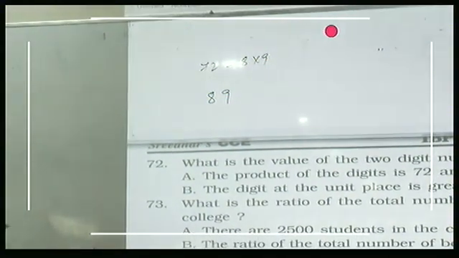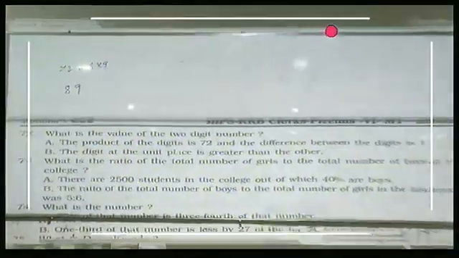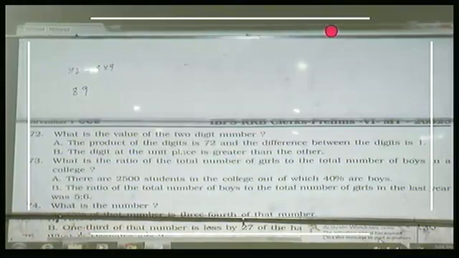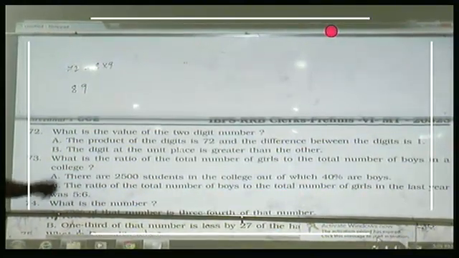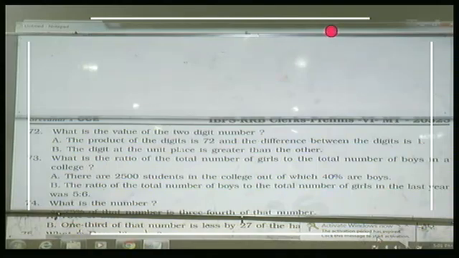Next, 73. What is the ratio of the total number of girls to total number of boys in a college? Number of boys to number of girls ratio in that college. There are 2,500 students in the college, out of which 40% are girls, 40% are boys. Is A alone sufficient? Yes sir. How?